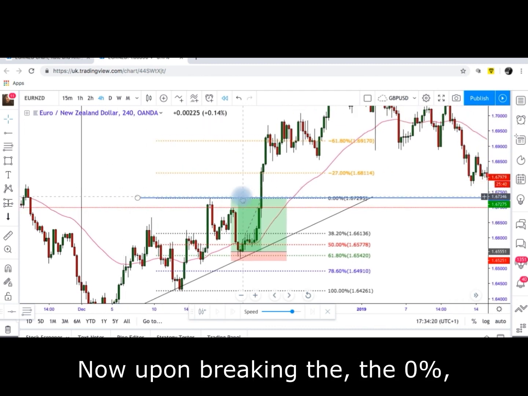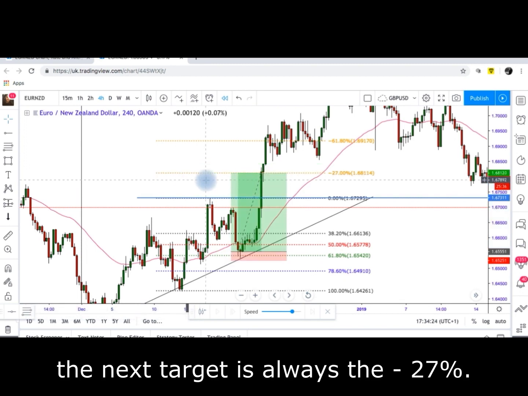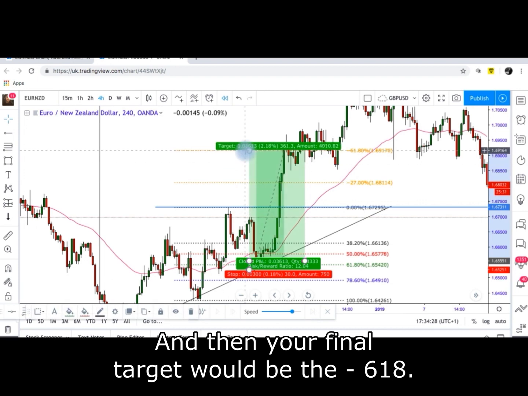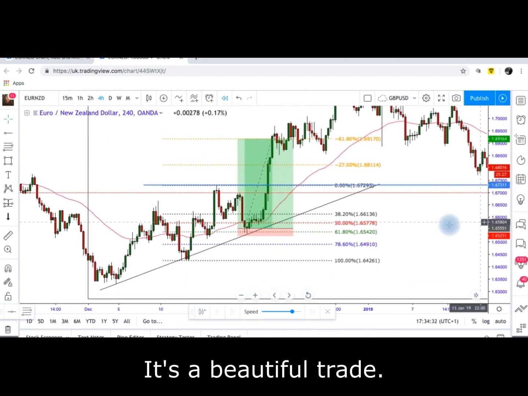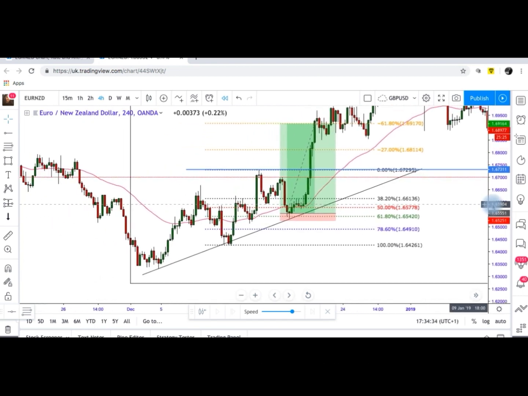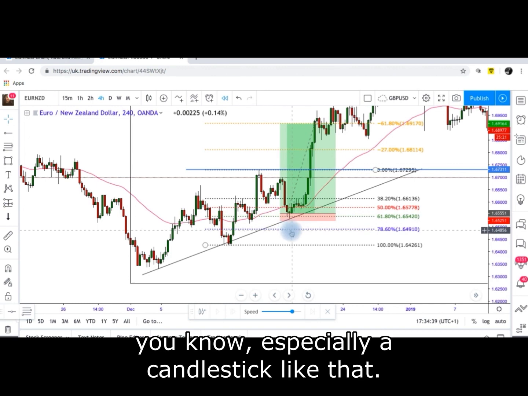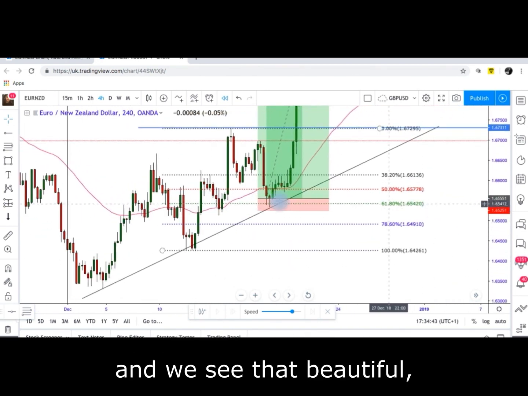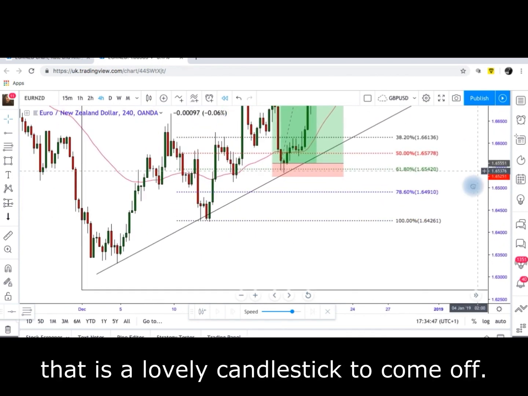Now, upon breaking the 0%, the next target is always the minus 27%, and then your final target would be the minus 618. So therefore, this trade would be a 1 to 12. It's a beautiful trade. It's simply waiting for a candlestick like that. When we're looking at trades like this and we see that beautiful low tested and then closed above like this, that is a lovely candlestick to come off.